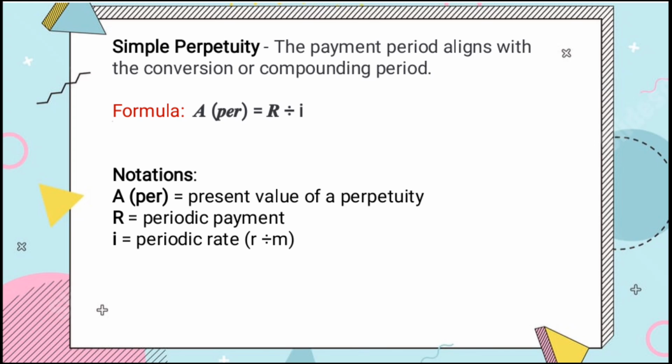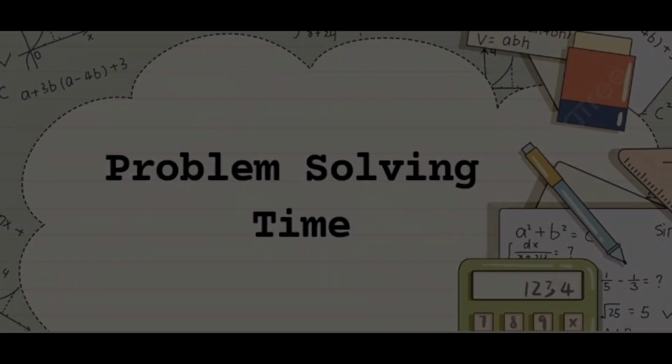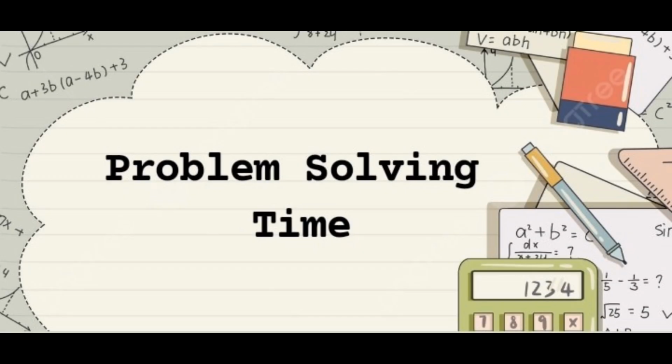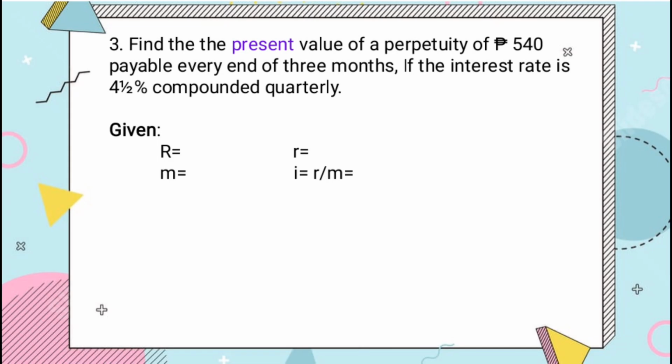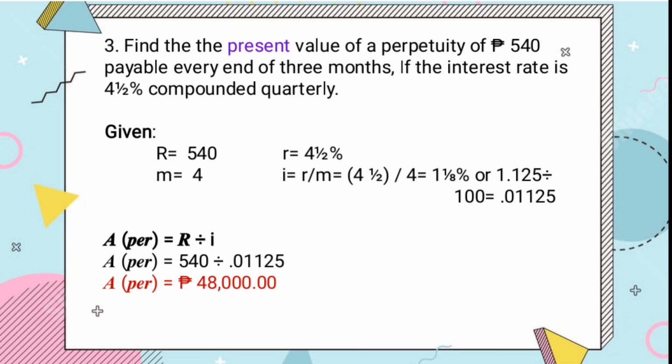So, it is the same process. To get the I, you need to divide the R by M. Let's solve a problem. Find the present value of a perpetuity of 540 payable every end of 3 months, if the interest rate is 4.5% compounded quarterly. So, next slide.